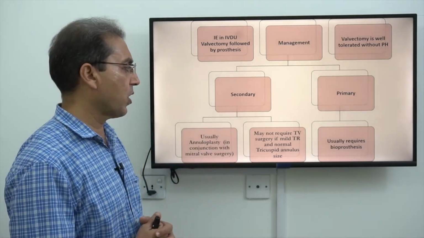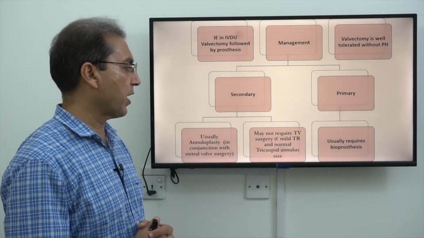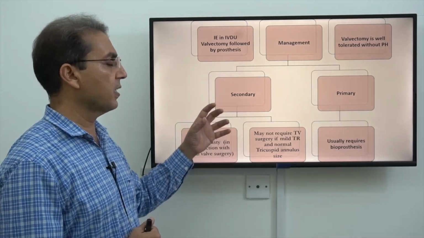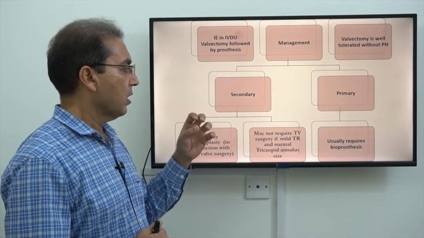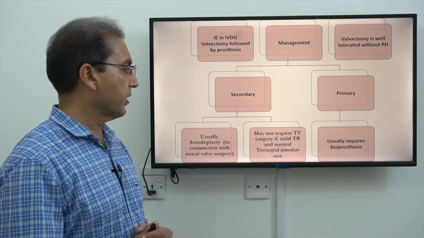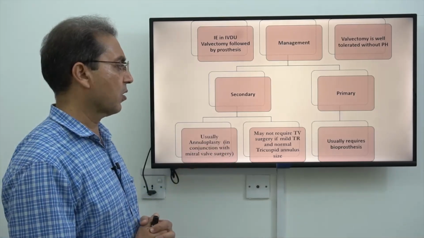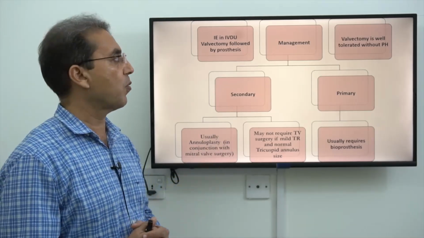The patient may not require tricuspid valve surgery if the TR is mild and the tricuspid annulus is normal. So in secondary tricuspid regurgitation, if the tricuspid regurgitation is mild and the patient doesn't have symptoms, you may not require surgery, particularly if the tricuspid valve annulus is of normal size.